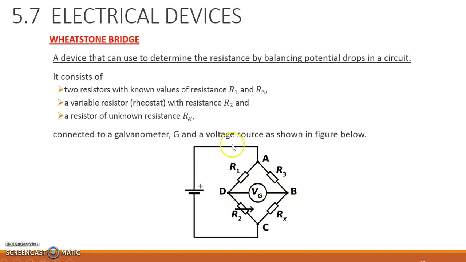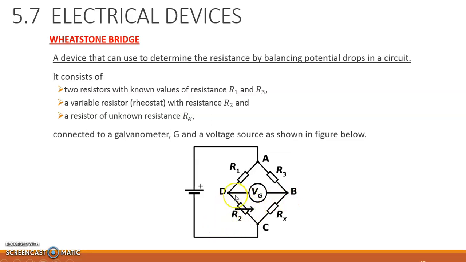Okay, what happens if we arrange the resistors in this kind of arrangement? The current will flow from this positive terminal and then it will meet a junction. It will split: the first current will flow through R1 and R2, and the second one will flow through R3 and Rx. So we can adjust this rheostat. We can adjust the value of resistance here, either to increase it or decrease it.